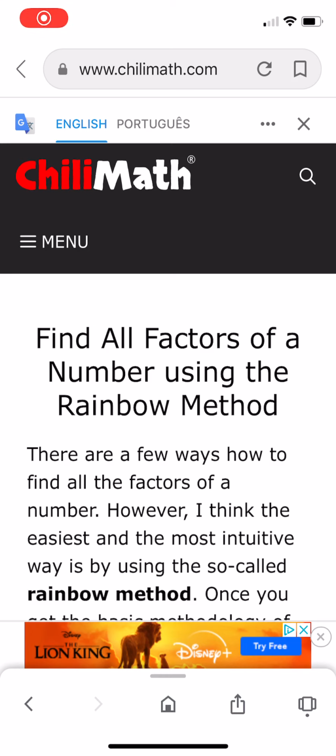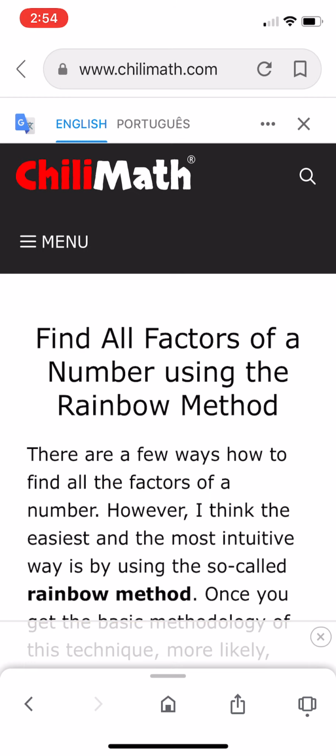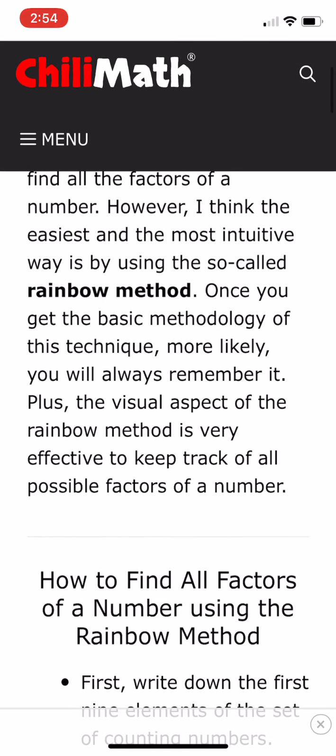Find all factors of a number using the rainbow method. There are a few ways of how to find all the factors of a number. However, I think the easiest and the most intuitive way is by using the so-called rainbow method. Once you get the basic methodology of this technique, more likely you always remember it. Plus, the visual aspects of the rainbow method is very effective to keep track of all possible factors of a number.